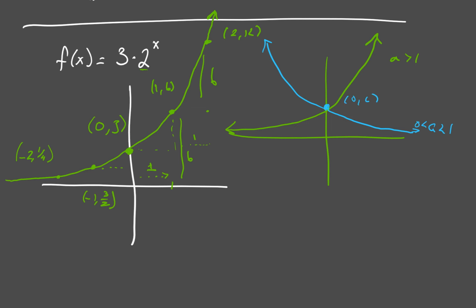Okay, so you sort of have your point of origin. If you move to the right, you increase the number of factors of a that you have, so you either get bigger if a was bigger than 1, or you get smaller if a was less than 1, and vice versa if you move to the left. Okay, that's the exponential review.